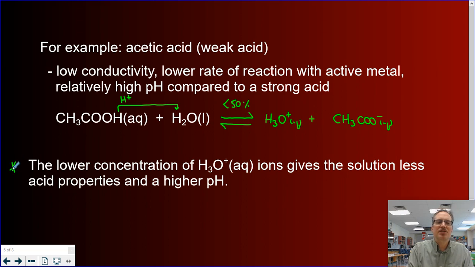Therefore, and I'm going to put another star down here, the lower concentration of hydronium ions that are present in a weak acid gives the solution less acidic properties. Notice it's still acidic, it's just less acidic because it's going to have less hydronium ions. And therefore, it's going to have a higher pH value with regards to those of a strong acid. So we're noticing some big differences here between strong and weak acids. Mostly it's going to be this arrow and percentage that goes above it.